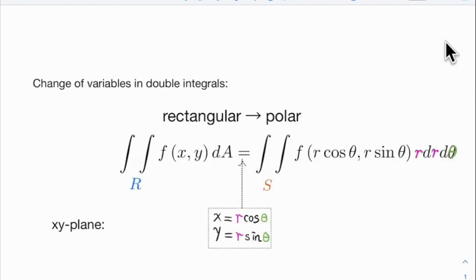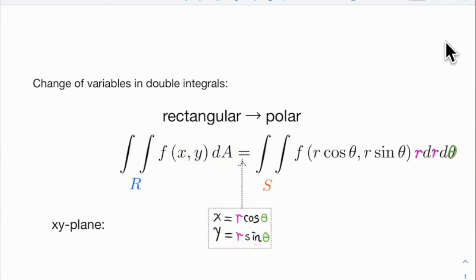A change of variables can also be useful in double integrals, and we have already seen one example of this, which is the conversion from rectangular to polar coordinates in double integrals. At that time, we did a change of variables. We let x equal r cosine theta, y equal r sine theta. So x is replaced by r cosine theta, y is replaced by r sine theta, and dA is replaced by r dr d theta.